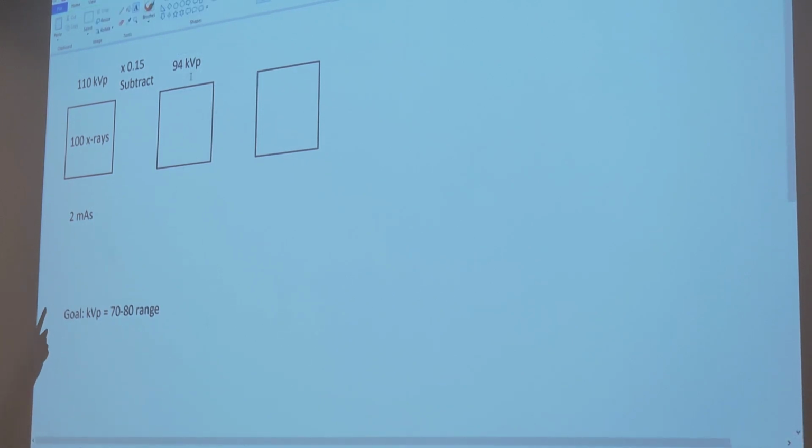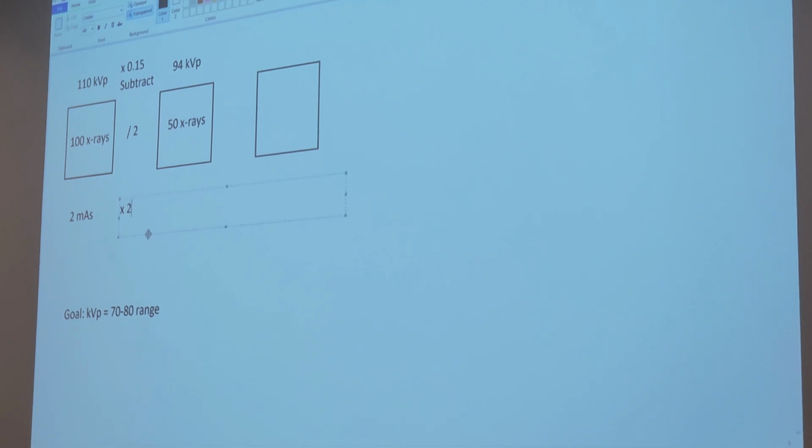I dropped my kVp. When I dropped my kVp, what happened to my exposure? The number of photons went down by how much? 50%. That's right. Half. So now I only have 50 x-rays. Oh no, that is not what I want, is it? No. So how do I raise the number of x-rays back to 100? Times 2. Good. So mAs times 2. So we get 4 mAs.